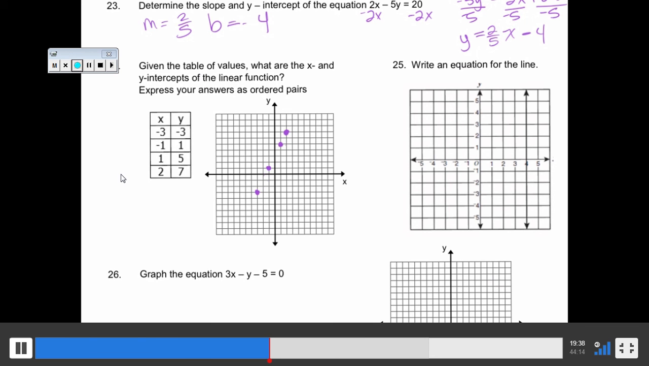On number 24, we need to use the table of values, find the x and y-intercepts of the linear function, and express our answers as ordered pairs. I've already graphed or plotted those points on the graph. And then just to get the most precise line I possibly can, I'm going to go ahead and count from point to point and get my slope. So I went down 2, left 1, down 2, left 1. Well, that's my y-intercept. Down 2, left 1, down 2, left 1. So that's a pretty good line.